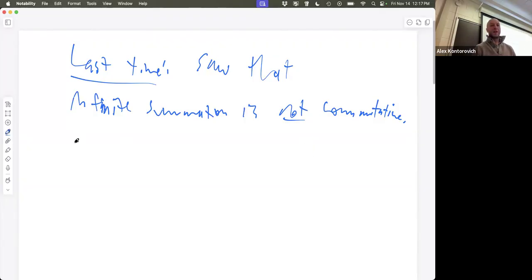We proved two theorems last time. Which two theorems did we prove? First of all, if a series converges, then the terms go to zero. The alternating series test was the second one. Absolute convergence implies convergence.